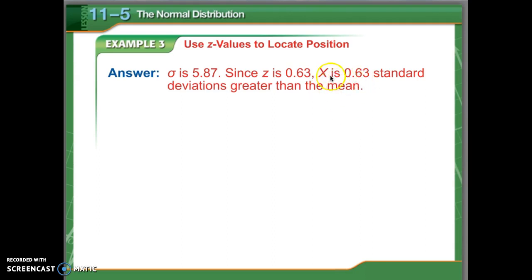And that's about 0.63 standard deviations greater than the mean. And we can tell this because of z. Z shows you how many standard deviations a value is away from the mean. So if we were to graph this on a normal curve, let me try to graph this. This is going to be not perfect.